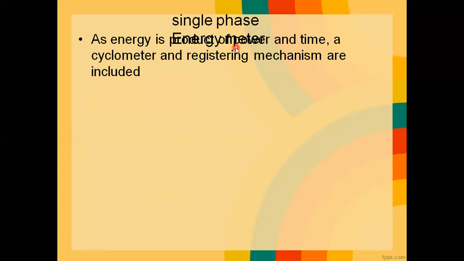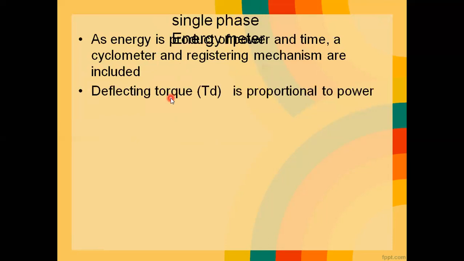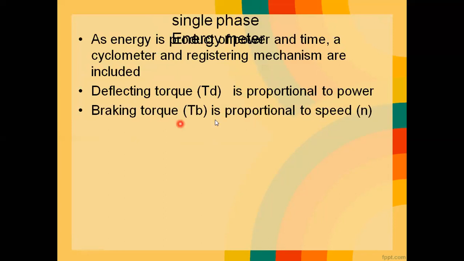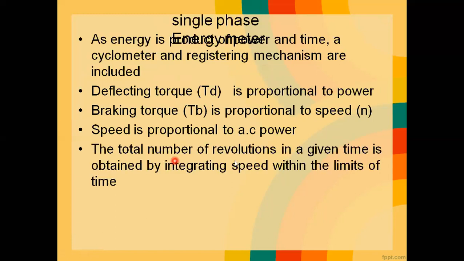As energy is power integrated over time, a cyclometer and registering mechanism are included. The deflecting torque is proportional to the power. The braking torque is proportional to the speed. Hence, the speed is proportional to the AC power. So, the total number of revolutions.